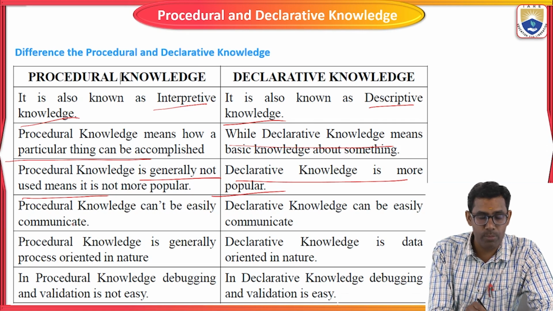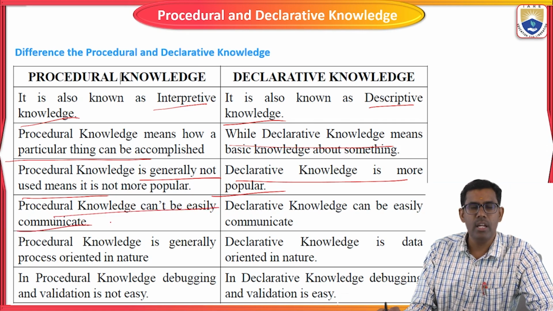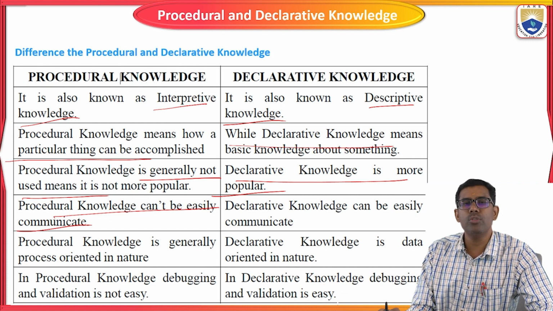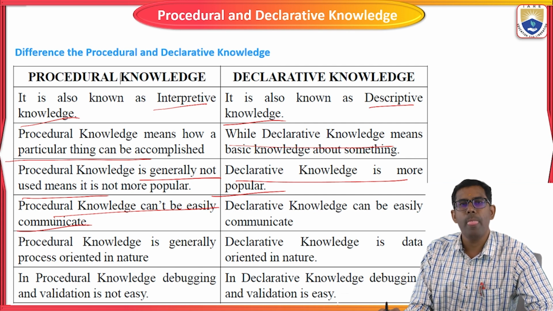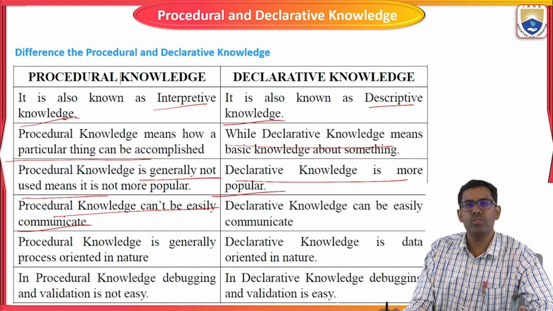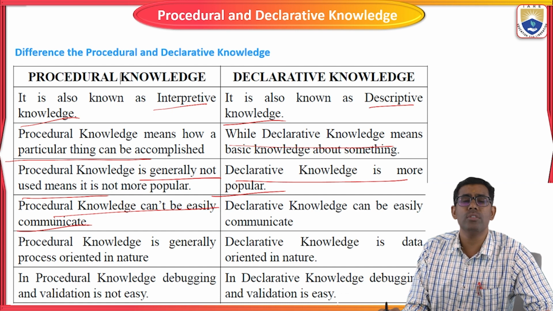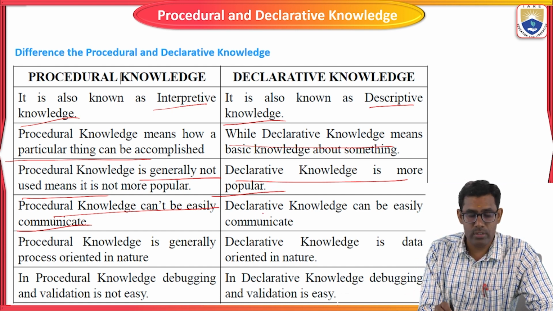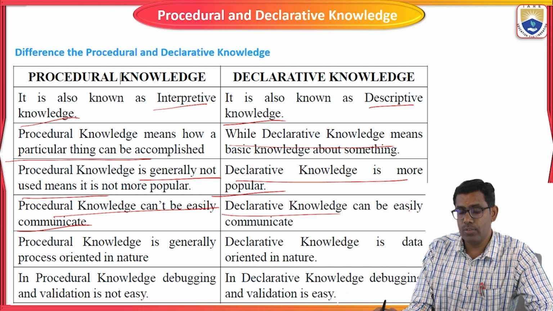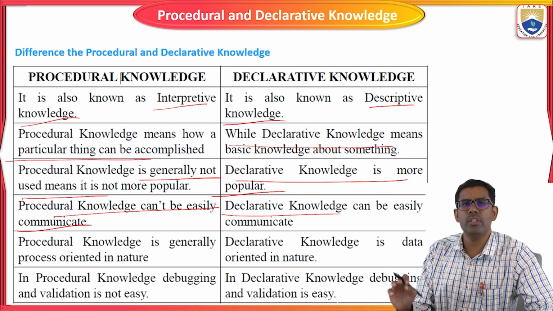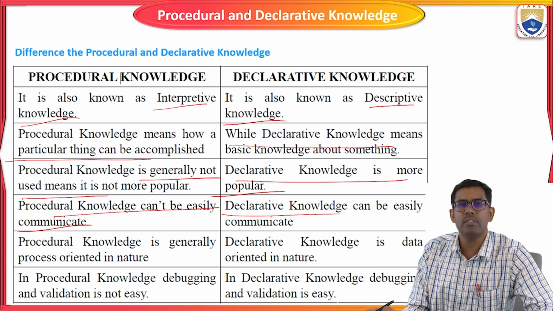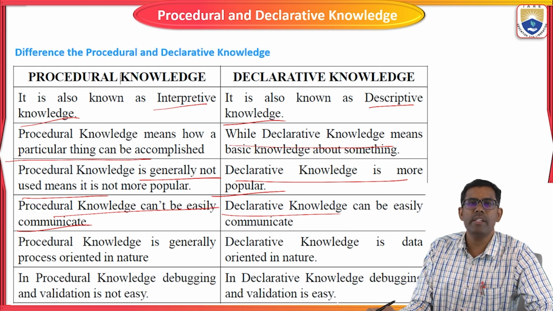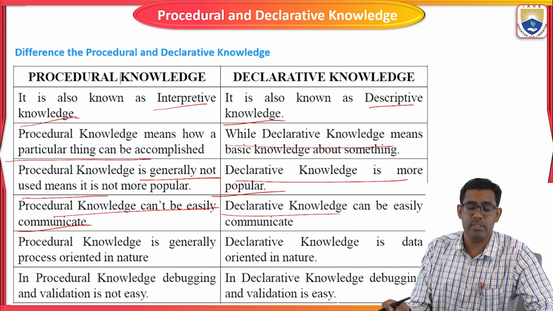Procedural knowledge cannot be easily communicated, because it should follow some conditions, some constraints, some procedure. If you want to cook something, you have to follow some protocols. That is procedural. The next one is that declarative knowledge can be easily communicated. Generally you go orally and give the description about the particular problem, so it is easy to communicate with others.